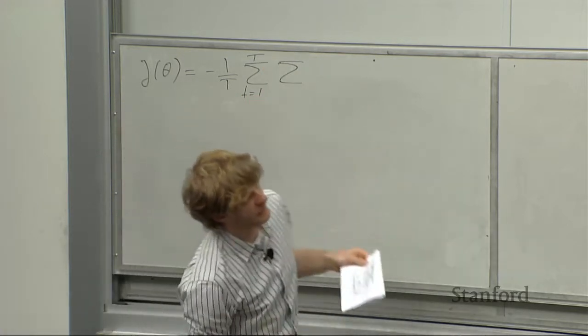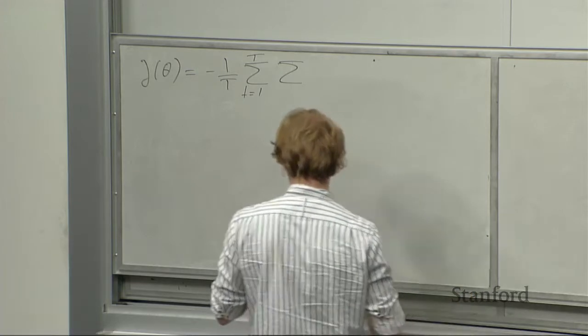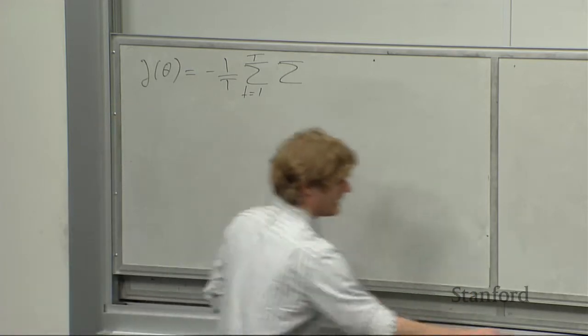Actually, we'll skip that, because I already have it written there. Yeah, it's the same thing. But again, t is the text length, and m is our window size.